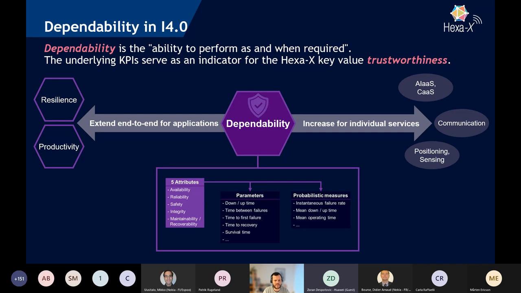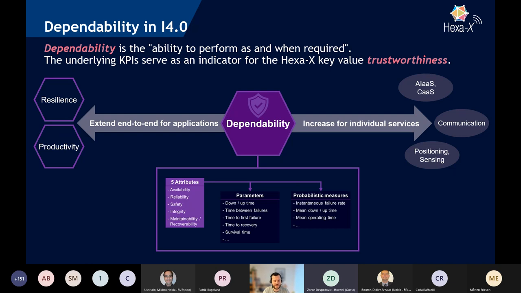And within our work package, we basically have two goals related to dependability. On the one hand, we want to increase the dependability of individual services. So we want to propose enablers that allow us to increase, for example, dependability of communication. But on the other hand, we also want to have this end-to-end perspective, because the application later on, from the use case perspective, will rely on multiple of those services, for example, communication and sensing and so on. And for that, we need to consider all those services in an end-to-end fashion, because that will then later on determine the productivity of the application itself, from an end-to-end perspective.